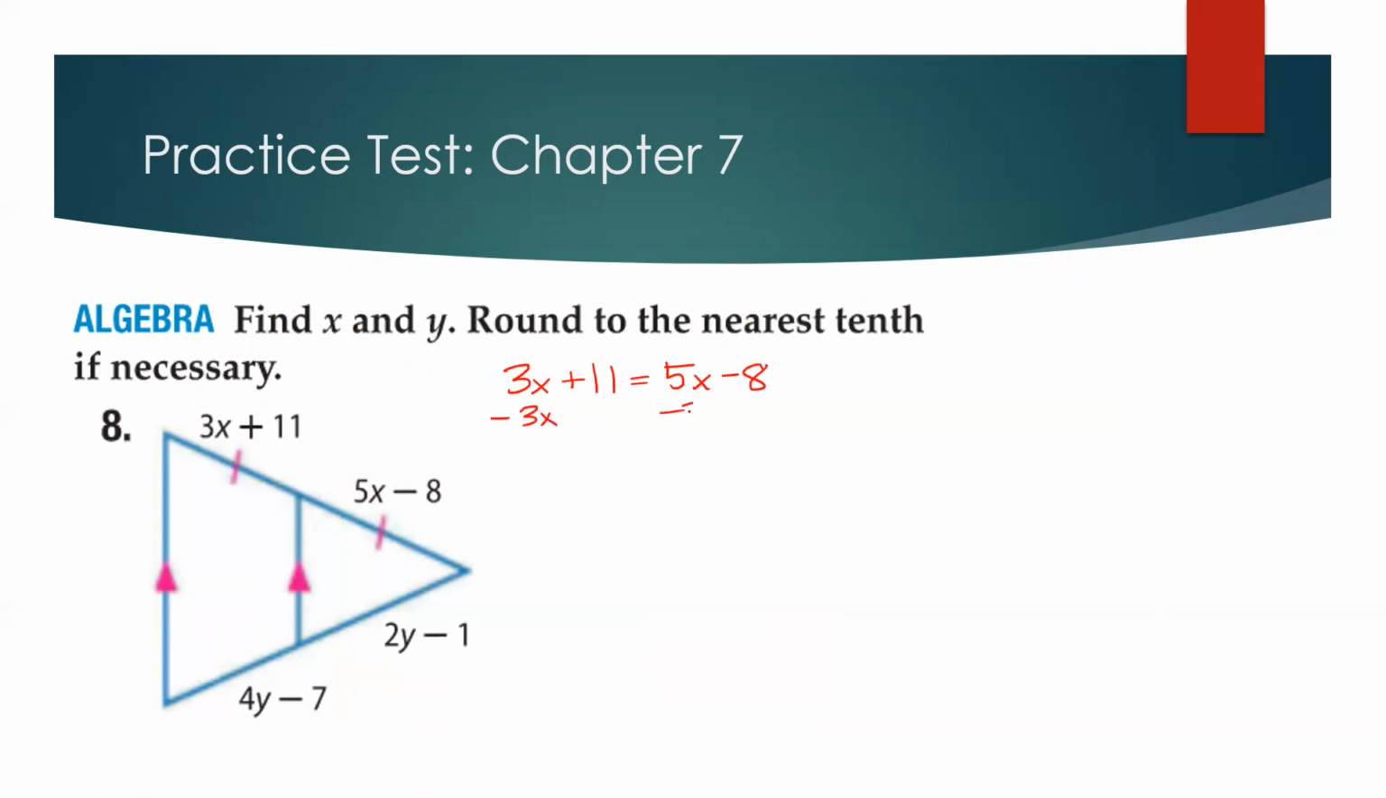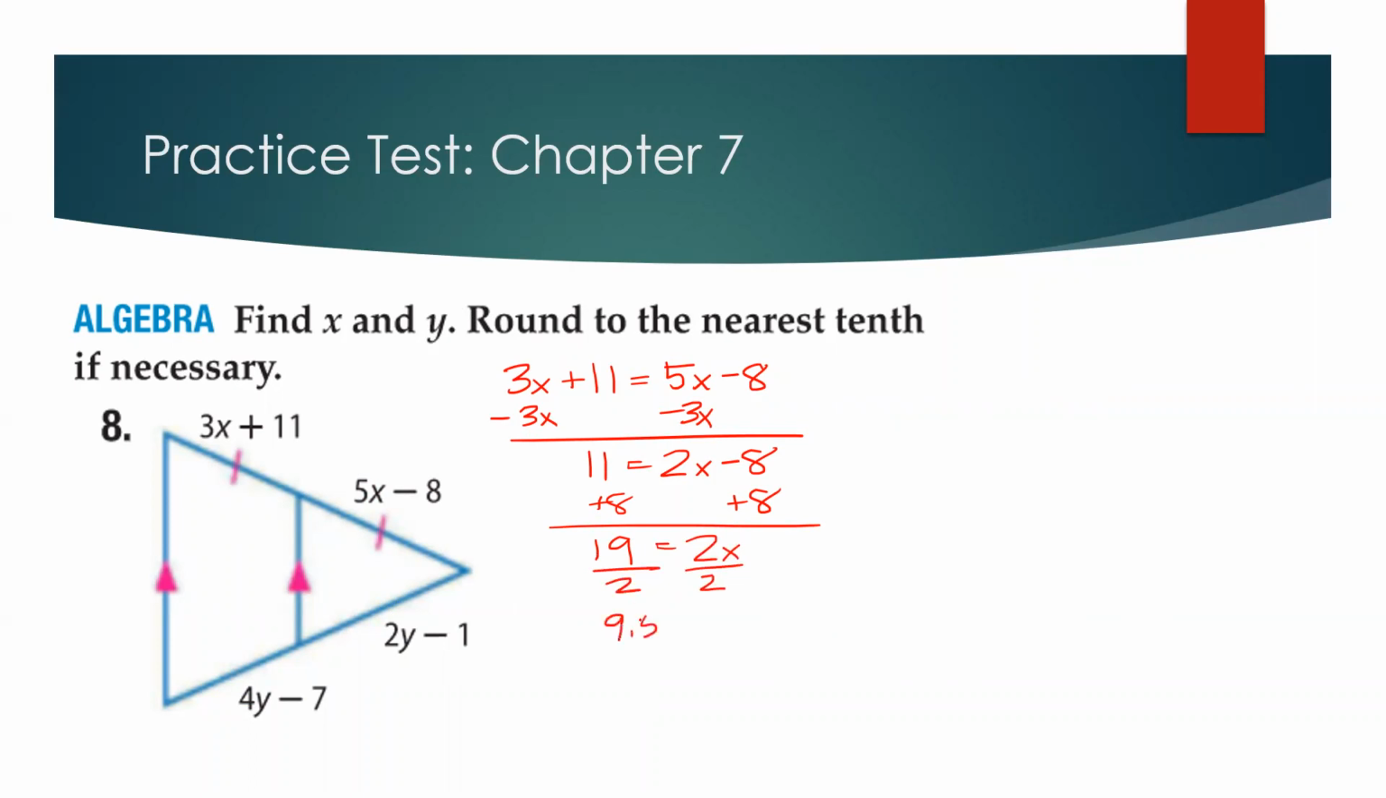I'm going to subtract 3x from both sides. Then I get 11 equals 2x minus 8. Then I would add 8 to both sides, and I get 19 equals 2x. Then I would divide both sides by 2, and that would be 9.5 equals x, okay? And it says to find x, which we did, but it also says to find y, okay?